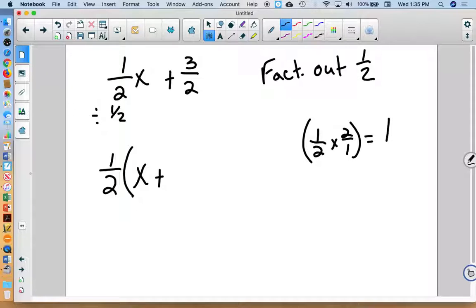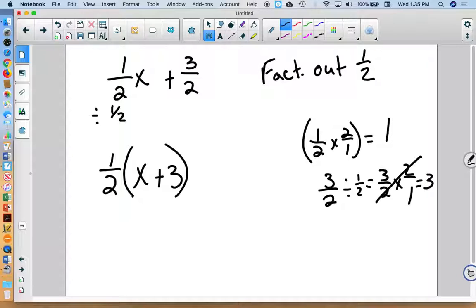So I have 3/2 divided by 1/2, which is the same thing as 3/2 times 2/1. These two are going to cancel, leaving me with 3 behind, 3/1, or just 3. So my final answer is 1/2 times what's in parentheses, x plus 3 in close parentheses. I don't do anything else. I'm done. This is it. This is factoring it out. I have factored out 1/2.